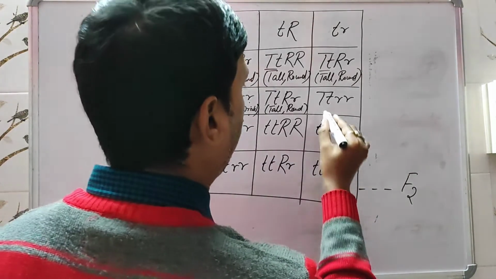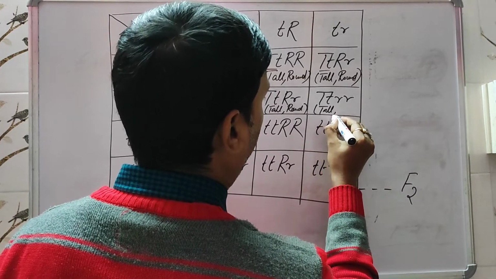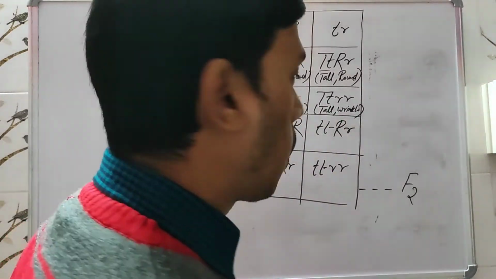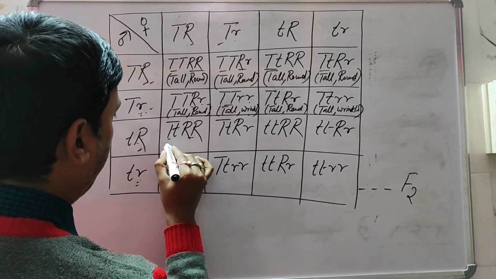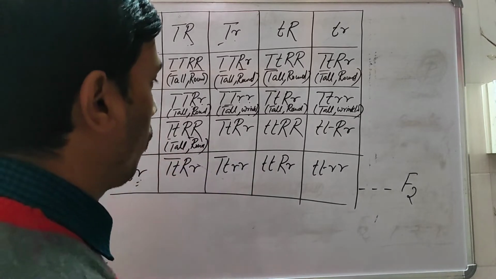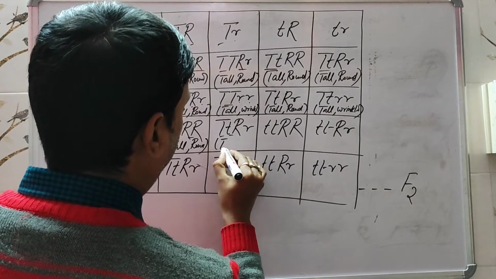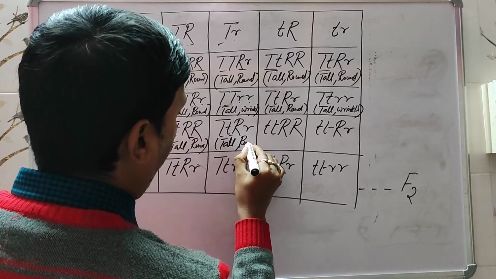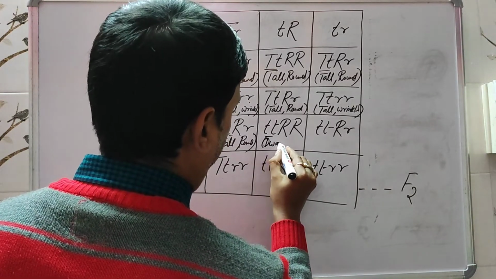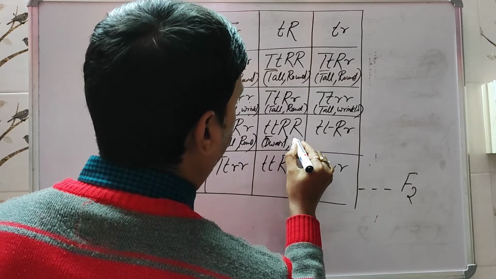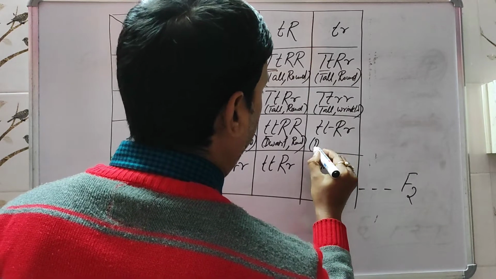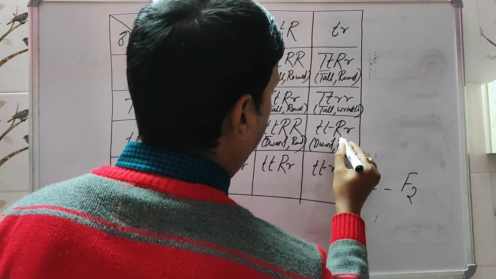Okay. Then this part capital T small t means tall, and small r means wrinkled. Okay. This part capital T small t means tall, and capital R means round. This part capital T small t means tall, and capital R small r means round. Then small t means dwarf, and capital R means round. Okay. Then small t means again dwarf, and capital R small r means round.